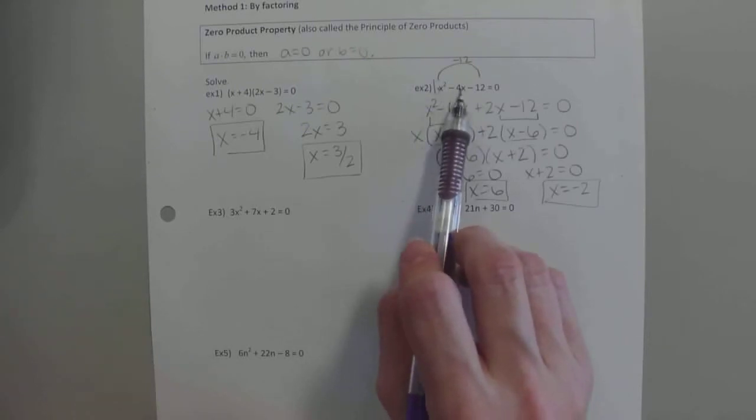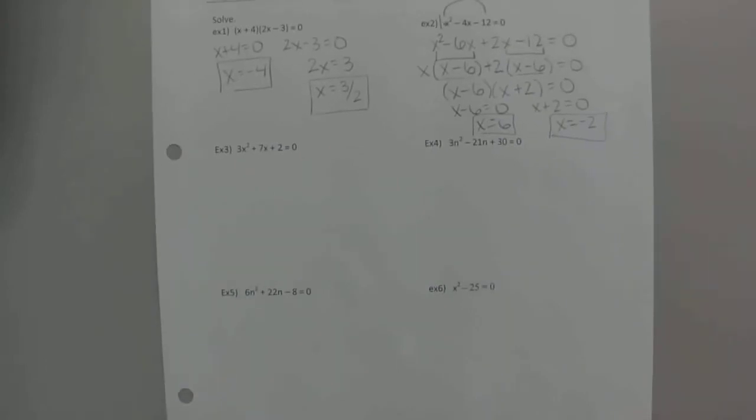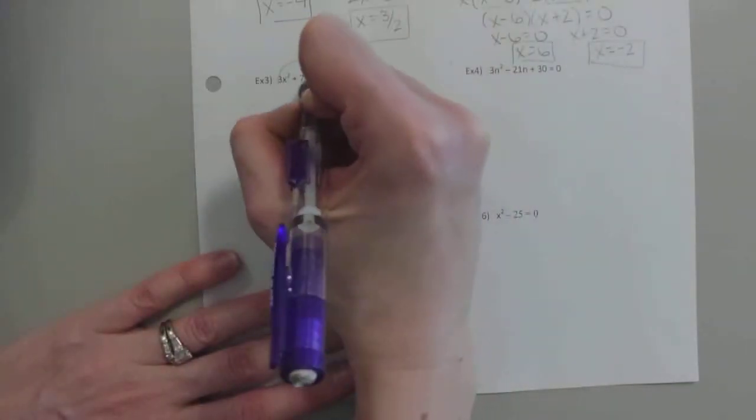4 times 6 is 24, so 36 minus 24 is 12. 12 minus 12 is 0. So we found these 2 values that when you plug them in for x, they'll make it 0. All right, 3 is just a little bit harder. I like that it's all positives because then we don't have to worry about signs.